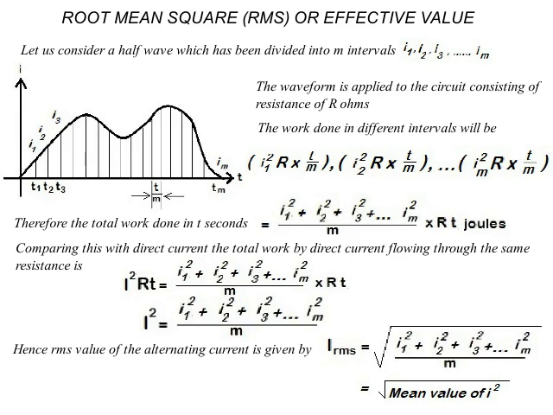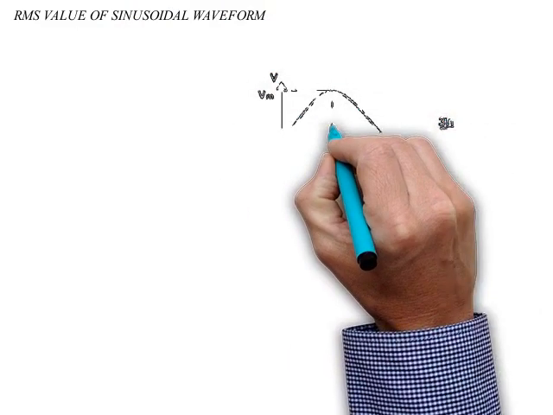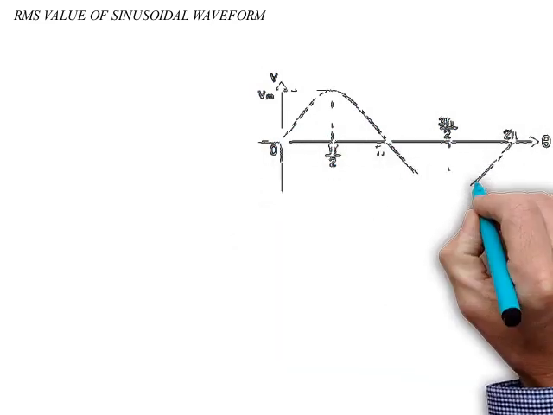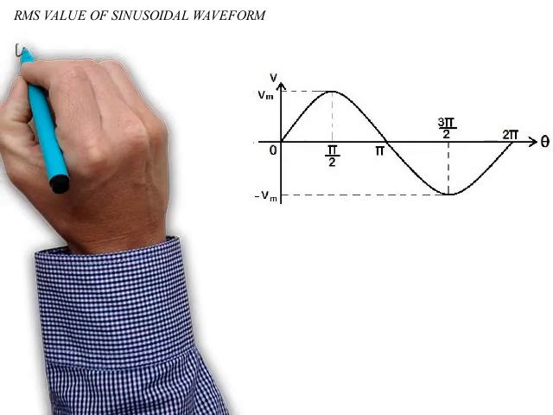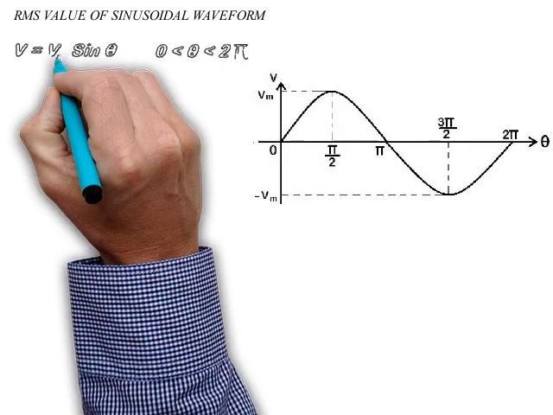RMS value of sinusoidal waveform. Let us draw a wave, say voltage versus theta. It starts from 0, pi by 2, and we have the amplitude as Vm. So we take a value of V which is equal to Vm sin theta, and theta is between 0 to 2 pi.